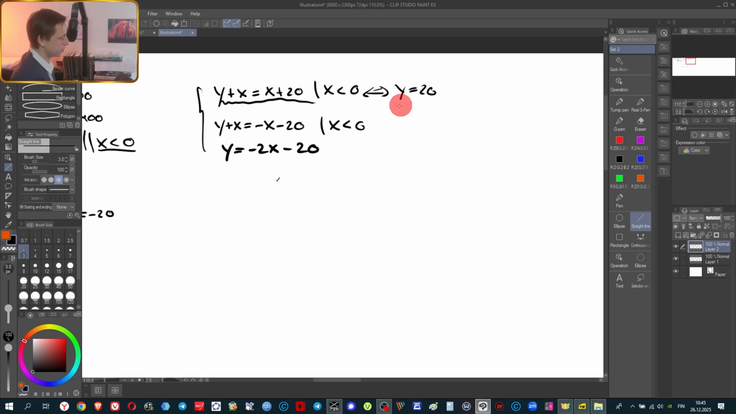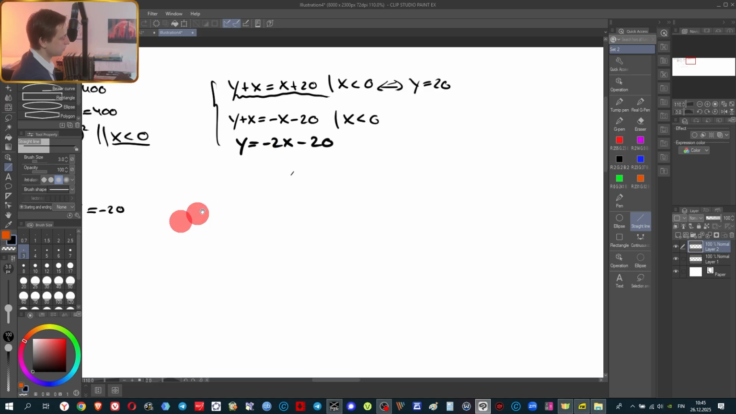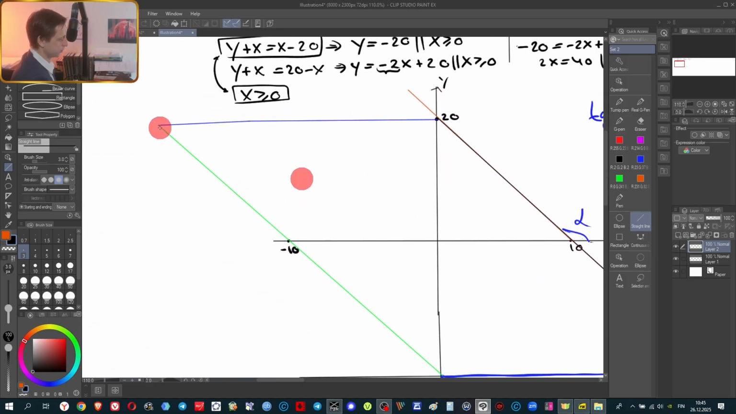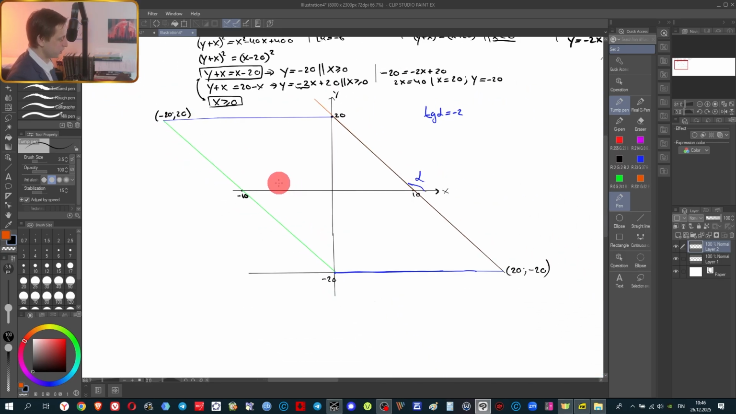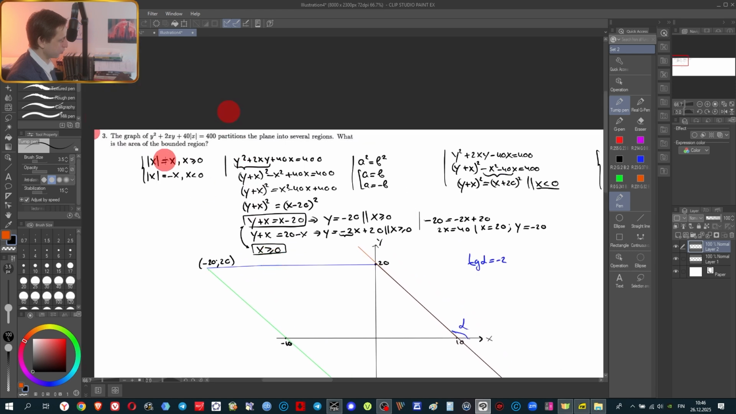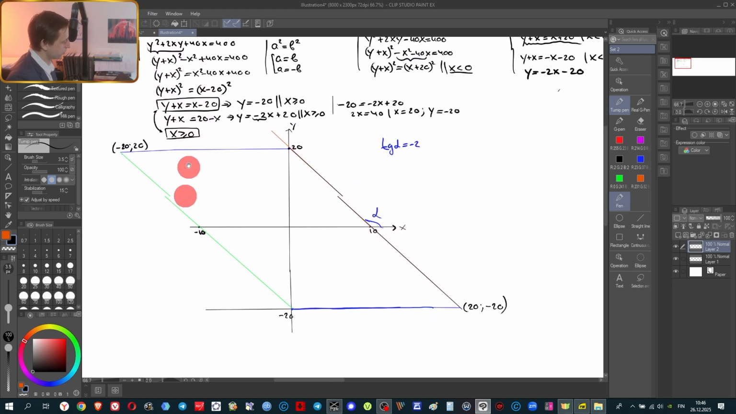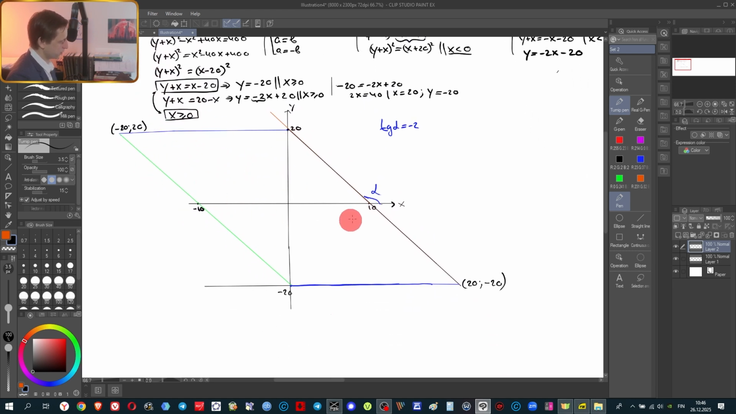When you equate, you will have the equation 20 equals minus 2x minus 20, and if you solve it for x, it will be x equals minus 20. So the coordinate of this point in terms of x is minus 20. Let me write it here, minus 20, and the value of y on this line is 20. So we are looking at the region bounded by this graph. At this moment, it's obvious that we are looking at this region.